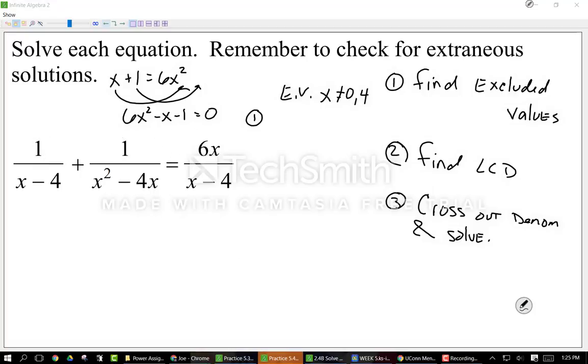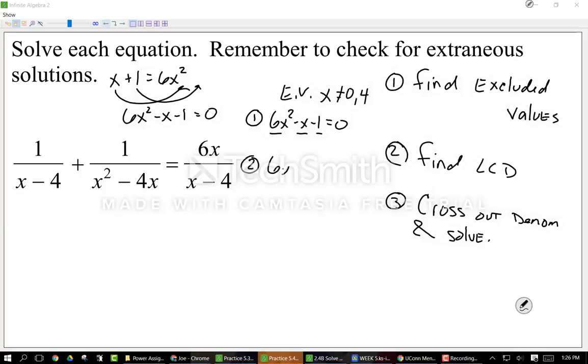So step 1 was take the 6x squared minus x minus 1 and see if I can factor this. Okay, in the last video, I pulled out something they had in common, right? I pulled out like a greatest common factor. They don't have anything in common that's the same, so I can't pull anything out. So I can't really solve it by greatest common factor. So let's go to step 2.